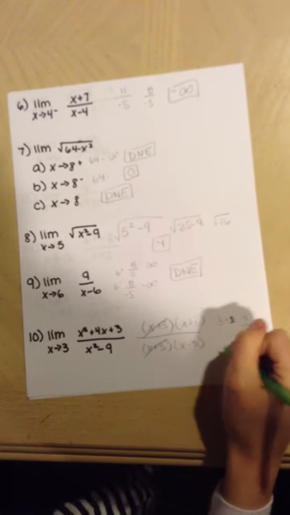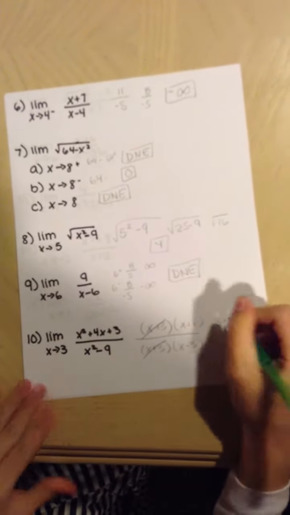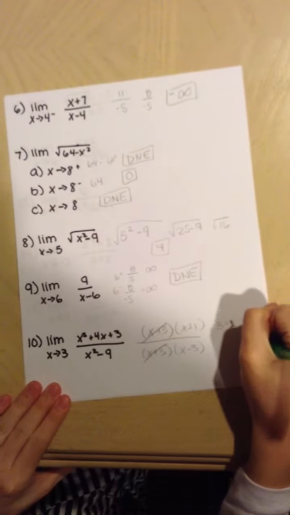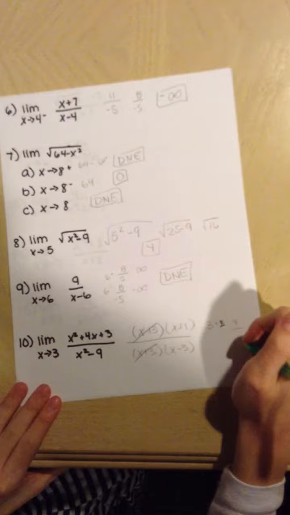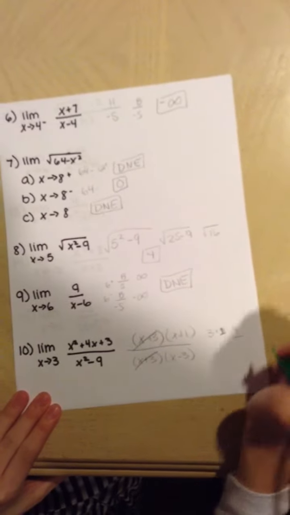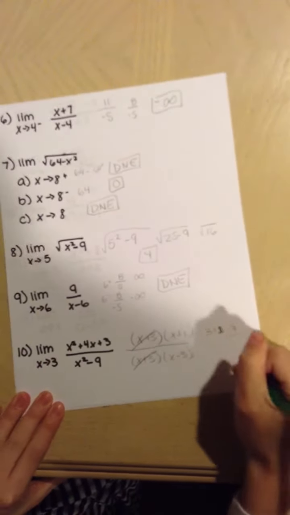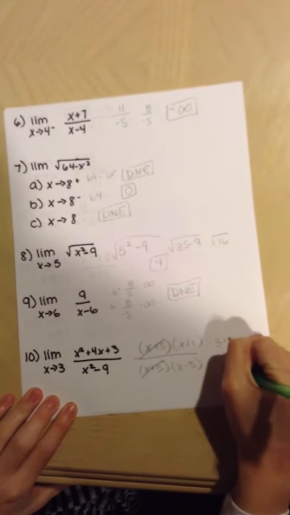This is going to be 0 on the bottom, so a little bit more than 3 would be a really small number, which would be infinity. A little bit less than 3 would be a really small number but negative, so that would go to negative infinity. So then it's not going the same place. So the answer is does not exist.